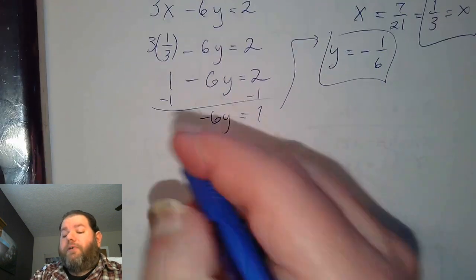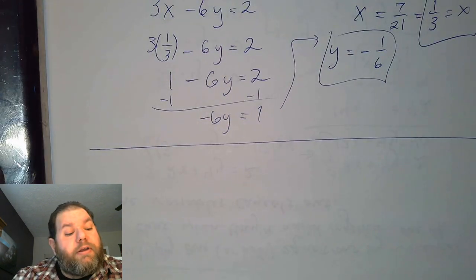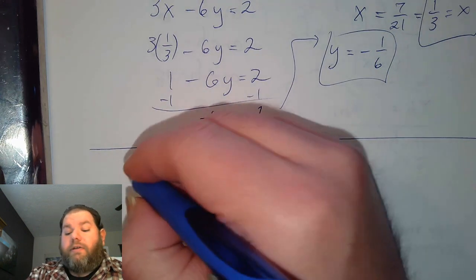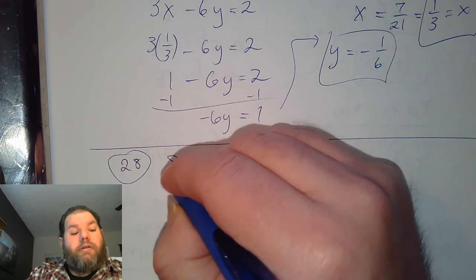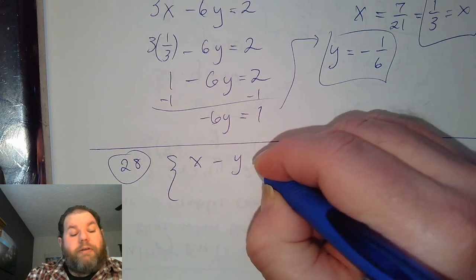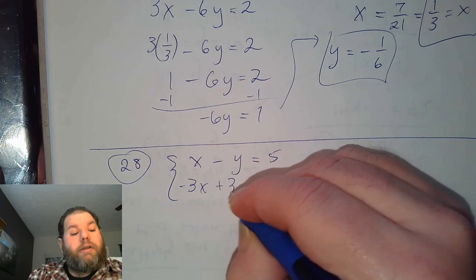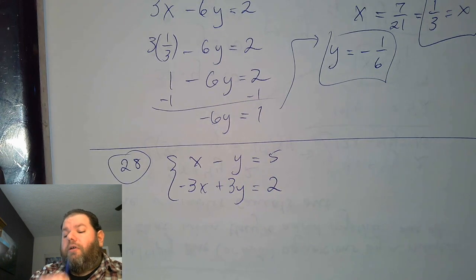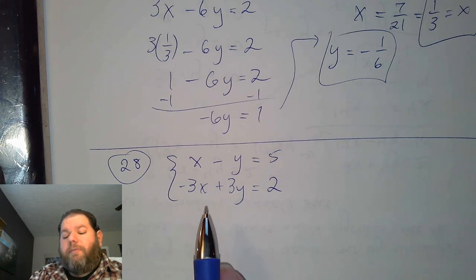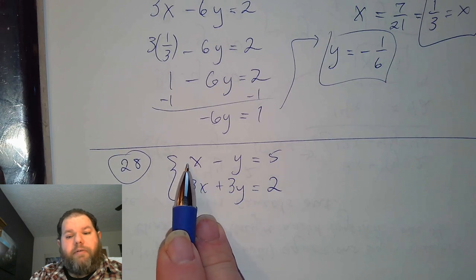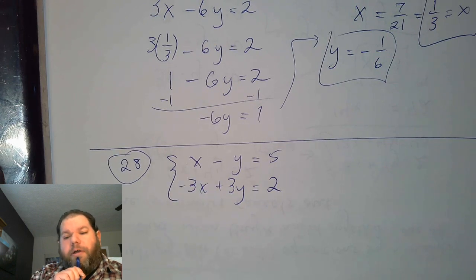Let's look at another example here. This will be 28. x minus y equals 5. Negative 3x plus 3y is 2. What can we multiply by the top equation to cancel out either the x or the y? Now, that means if we have a negative 3x here, we would like a positive 3x here. So we can multiply by 3.